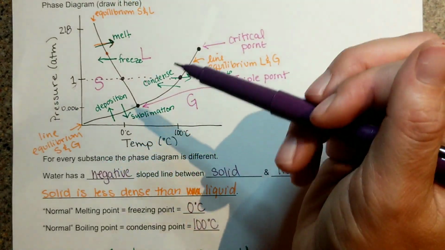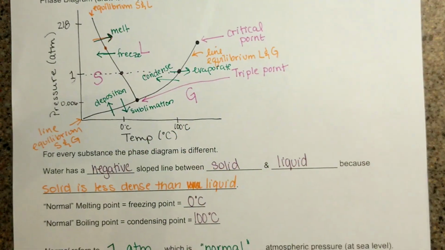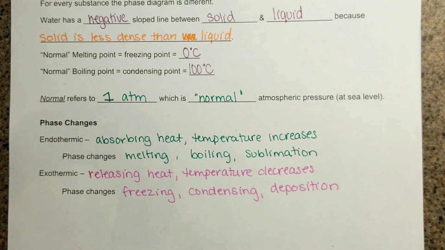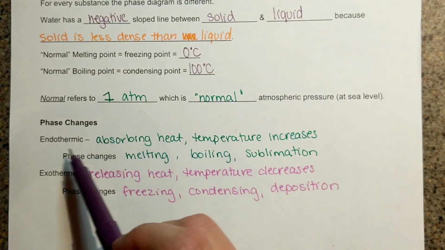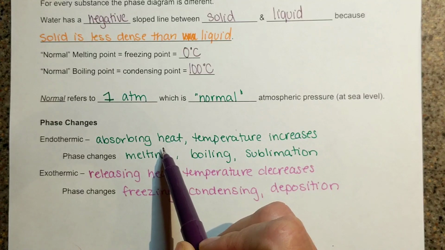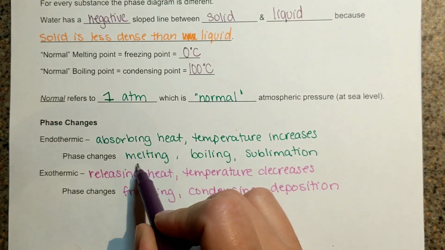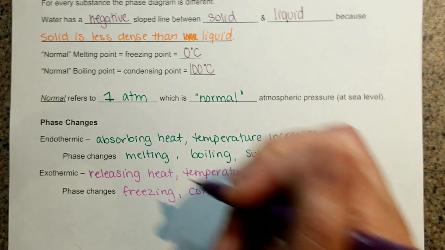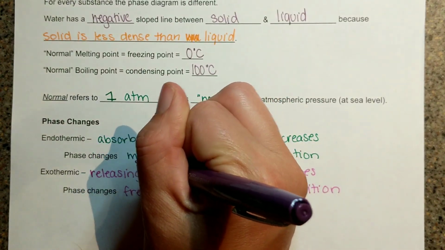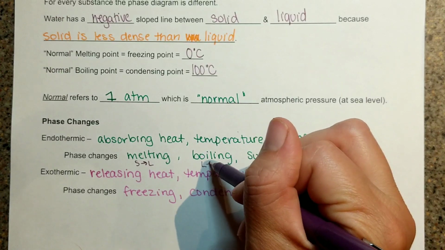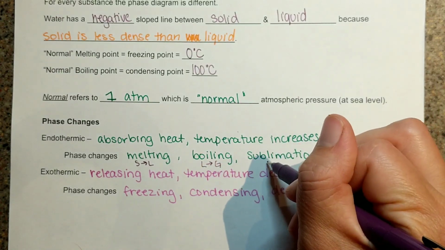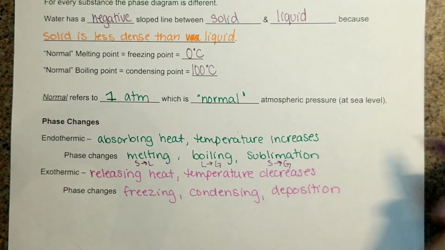When we're looking at the phase changes, we need to think about these two words, endothermic and exothermic. Endothermic is absorbing heat, where the temperature increases. This is things like melting, boiling, and sublimation. So melting, solid to liquid; boiling, liquid to gas; sublimation, solid to gas.